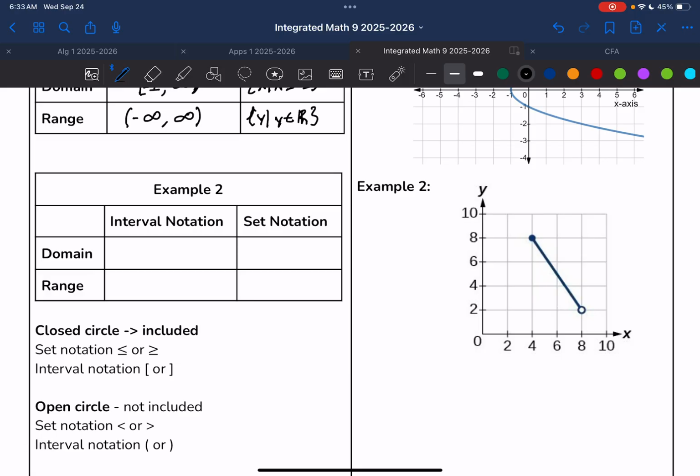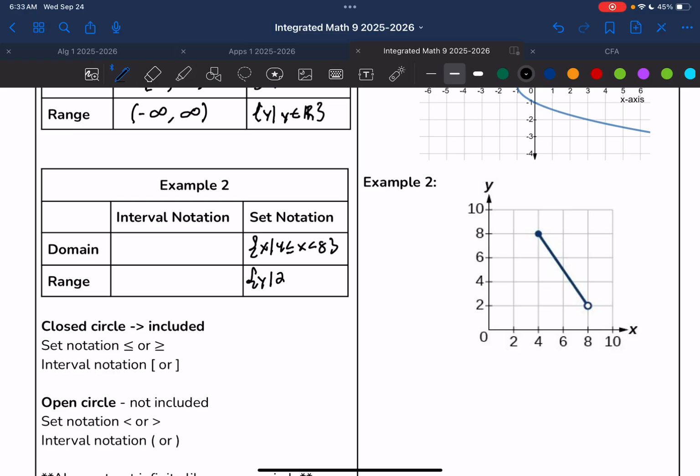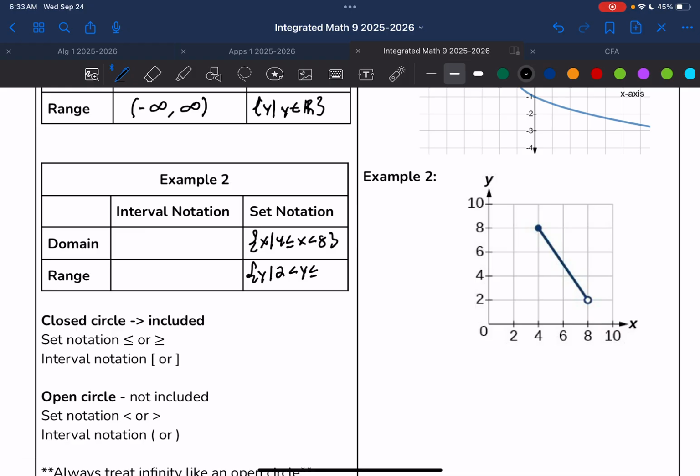And then in example 2, down here, the same thing. We already did the set notation there. So for the domain, it was x, where 4 is less than or equal to x, which is less than 8. And then for the range, it was y such that 2 is less than y is less than or equal to 8.